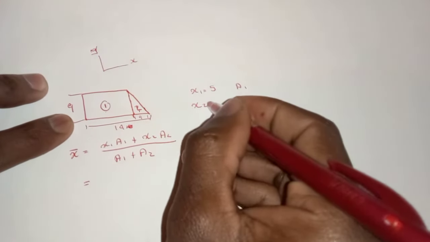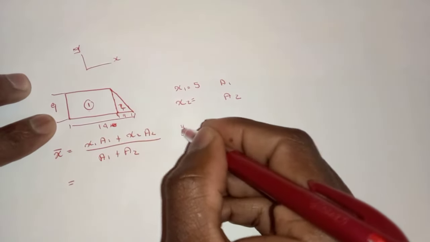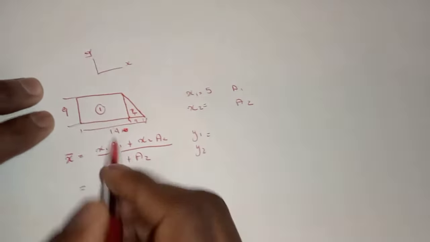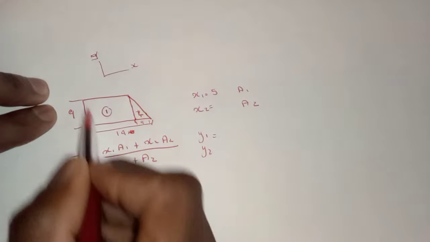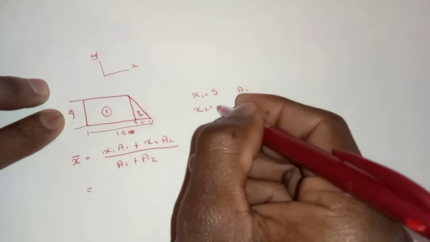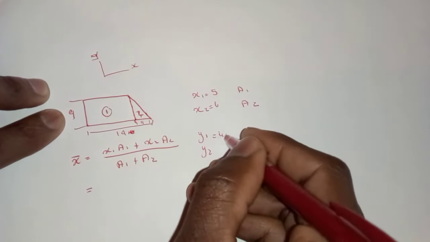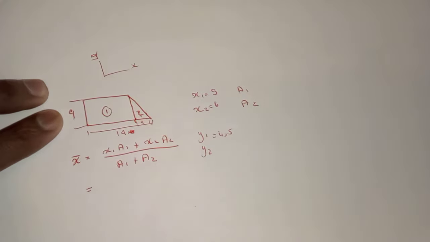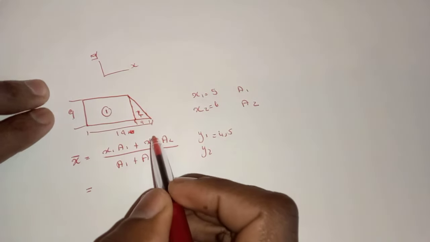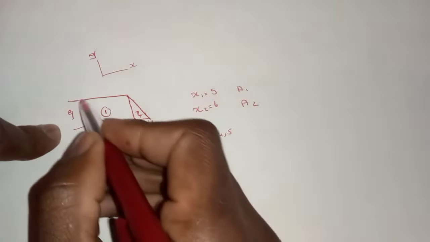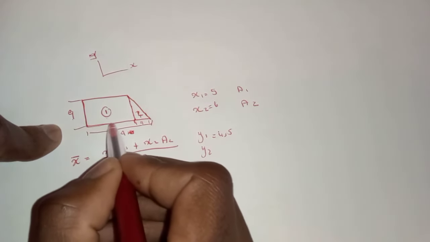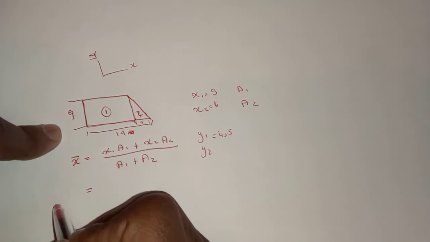And then we also need our y1 and y2. Our y1 will be 9 divided by 2, which will give us 4.5. And then we go to the second structure. For the second structure, every dimension that you are taking, you are going to take it from this line. This is the line of reference. Also, this is the line of reference. What do I mean by that?